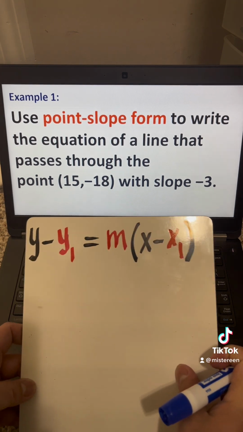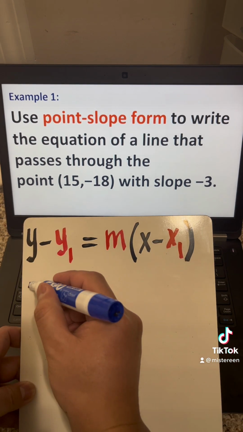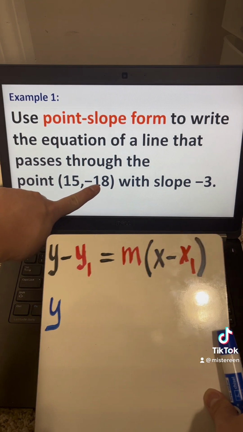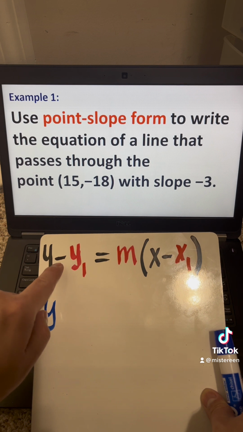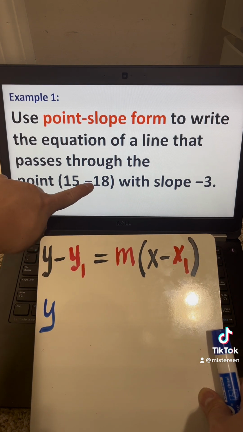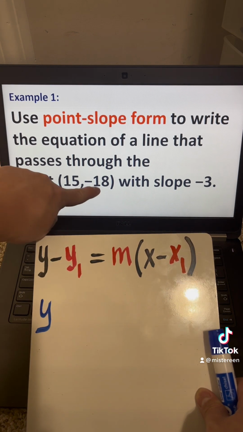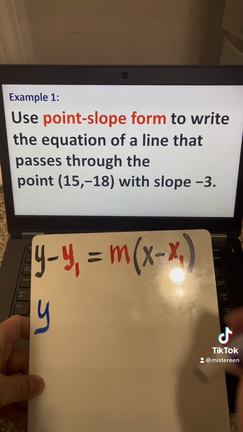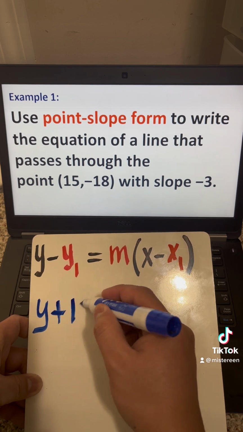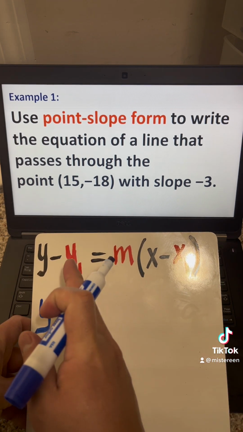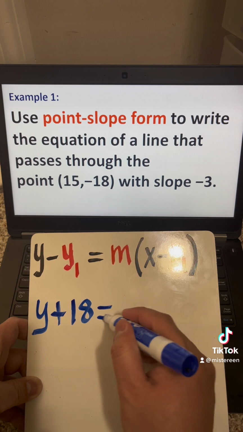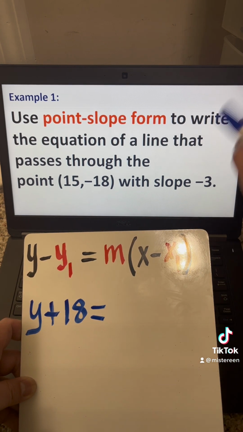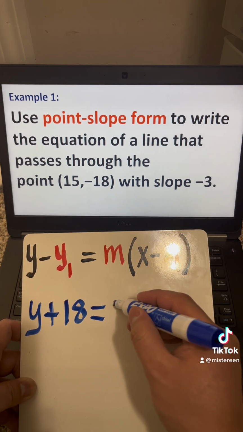All right, this is how you do it. You begin with y. You know your y1 is negative 18. Take note there's a minus here. So negative times a negative 18 will become a positive. Negative times a negative 18 will be positive 18. That's why I will put here plus 18. That's for your y1 on the left side, is equal to m. M is your slope, and we know it's negative 3. So we just change m to negative 3.